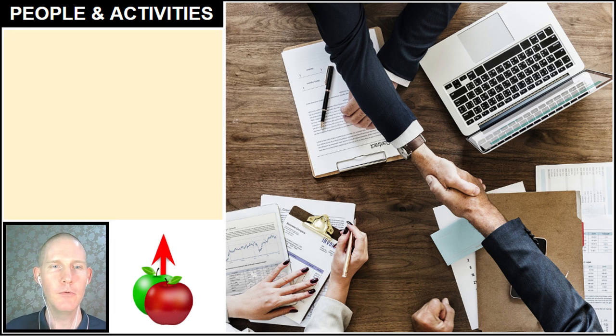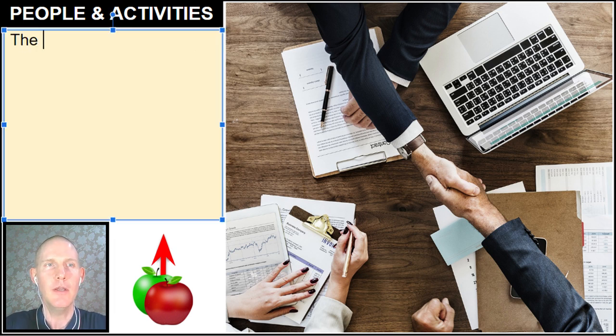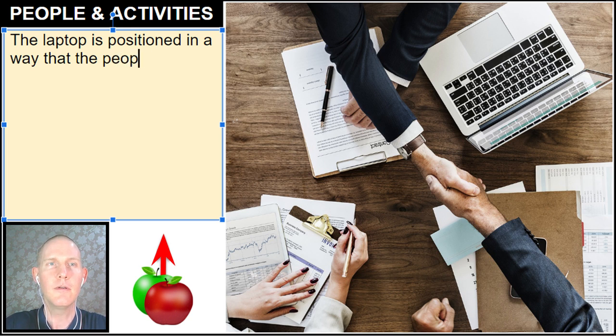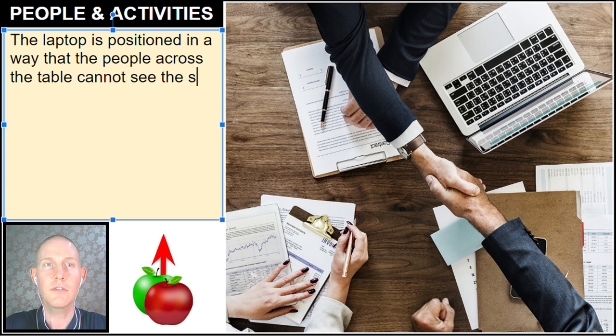All right, moving on. About the laptop. The laptop is positioned in a way that the people across the table cannot see the screen. So the laptop is positioned. It means it's placed. The location, it's turned in a certain way so that these people can't see the screen. Maybe it has confidential information, or I don't know, maybe some secret for his product he doesn't want to share.